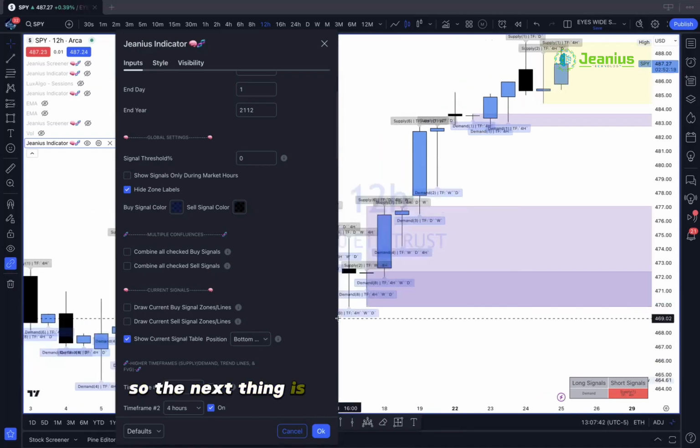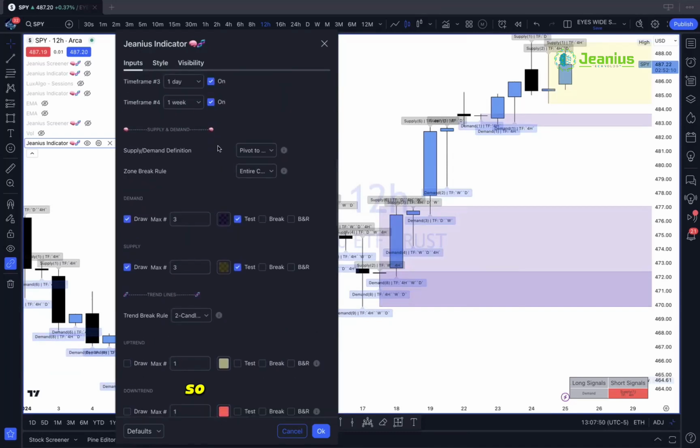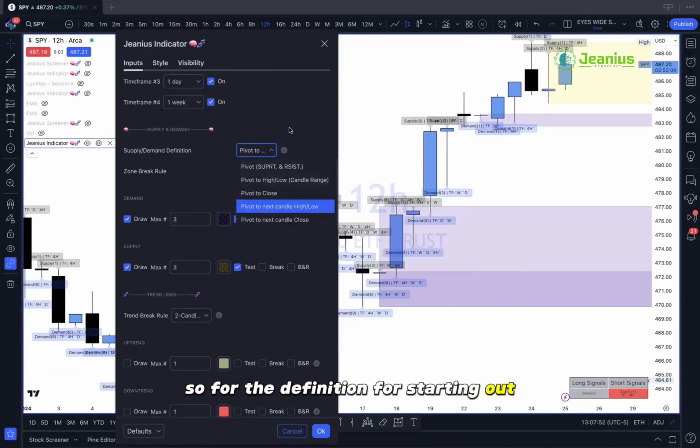So the next thing is going back to defining the supply and demand. For starting out, our supply and demand definition was pivot to the next candle's high.